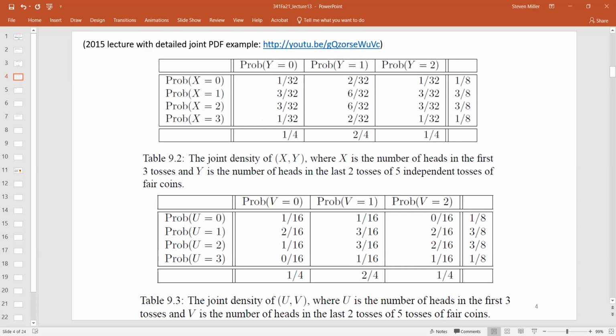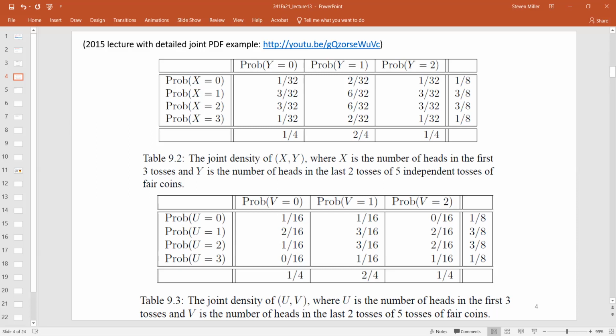So the book goes through and does some examples of the joint density. There may be some typos in the book. We could look at X, the number of heads in the first 3 tosses, and Y, the number of heads in the last 2 tosses of 5 independent tosses of fair coins. In this case, the 2 random variables are independent, and we get a nice little chart like this. In the second one, we have the joint density. U is the number of heads in the first 3 tosses, and V is the number of heads in the last 2 tosses of 5 tosses of fair coins. And I'm not saying here that they're necessarily independent tosses.